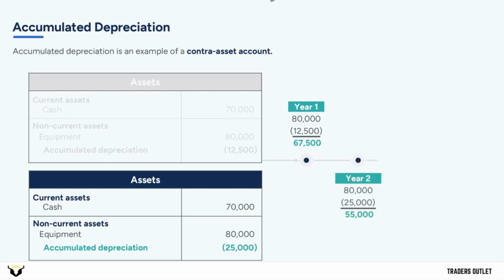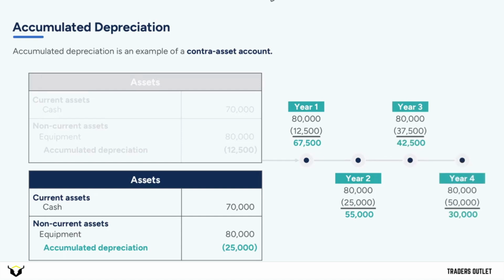If we look forward to the ends of year 3 and 4, again, we're going to expense 12,500 each year with the same journal entry I just talked you through. Now, recall that at the end of year 4, that's the end of the asset's life, and we're going to sell that asset for 30,000, which matches the net book value on the balance sheet at that date.